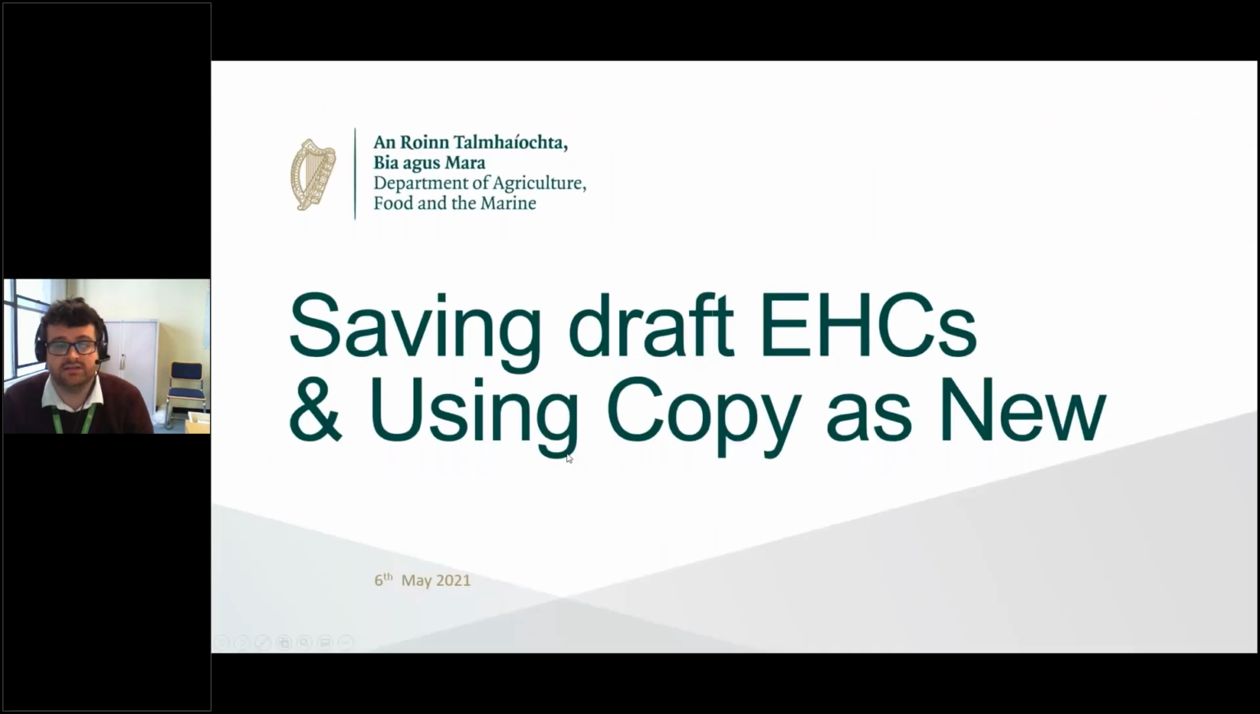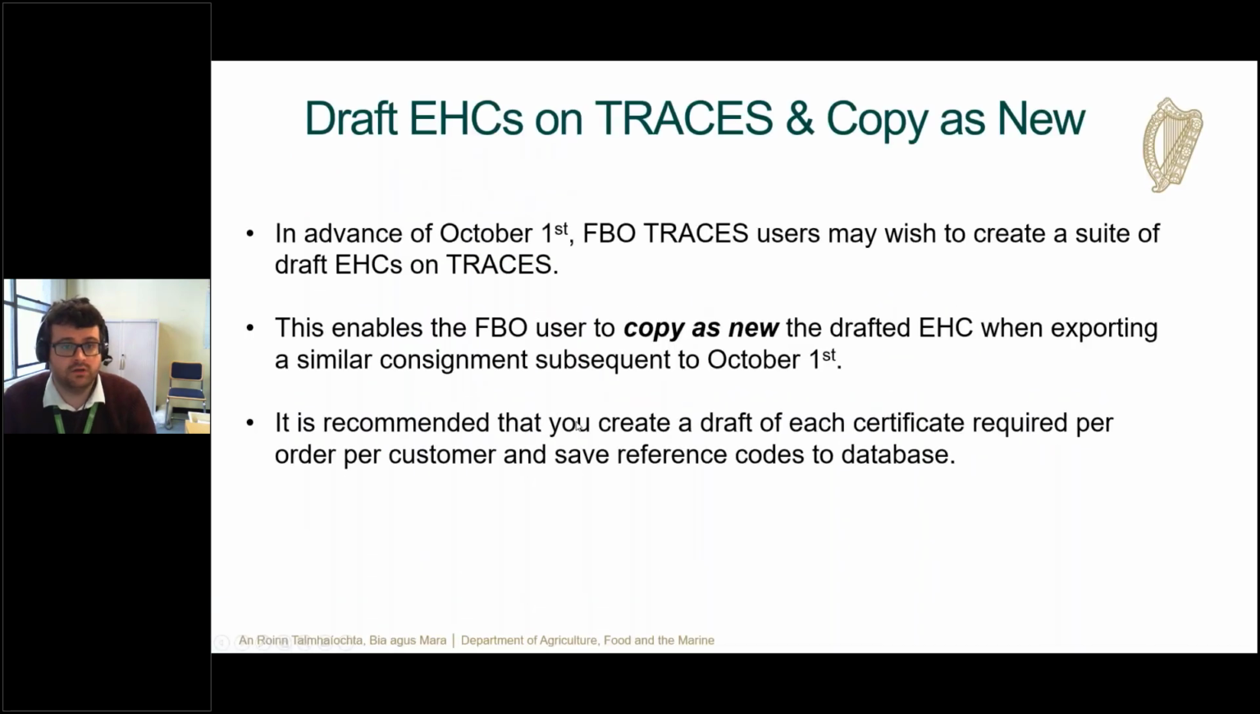So this is saving as a draft and using copy as new. The reason you might wish to do this, like I said, is this enables the FBO user to copy as new this drafted export health certificate when exporting a similar consignment subsequent to October the 1st. And what we're recommending is that you create a draft of each certificate that you require per order and per customer. So you could have quite a number, an inordinate amount of these draft certificates prepared.